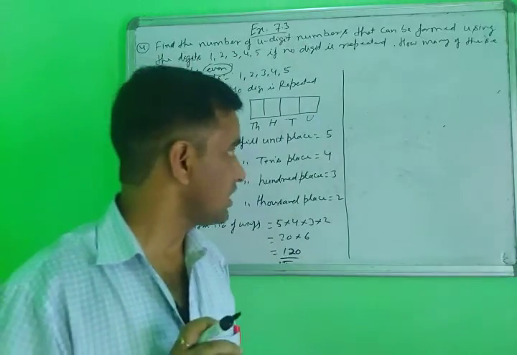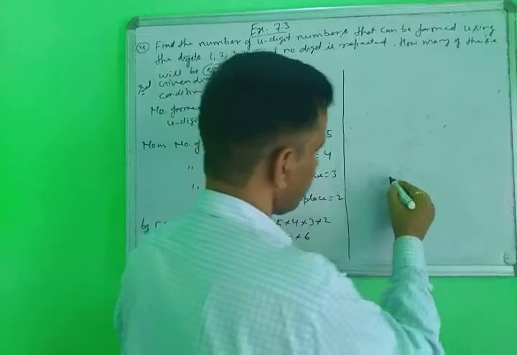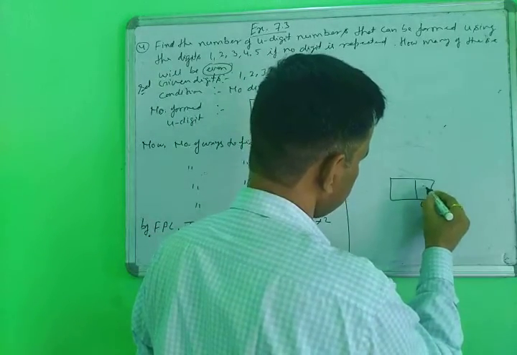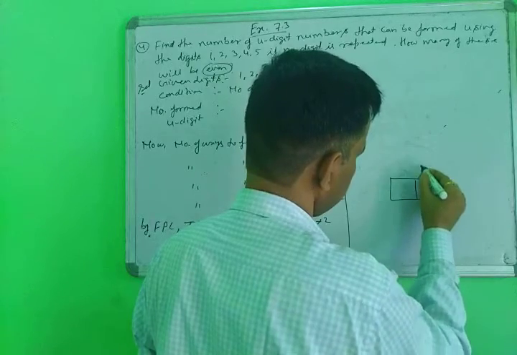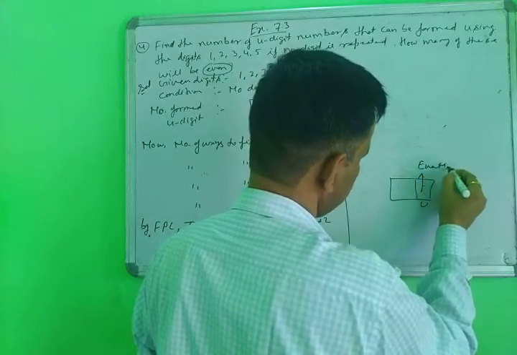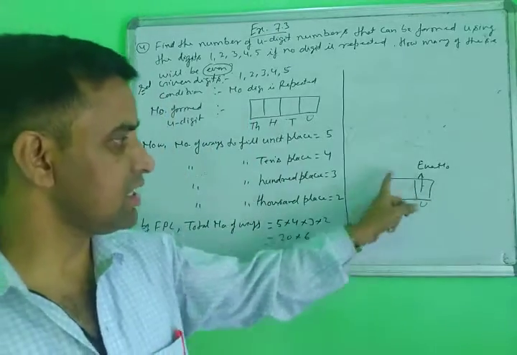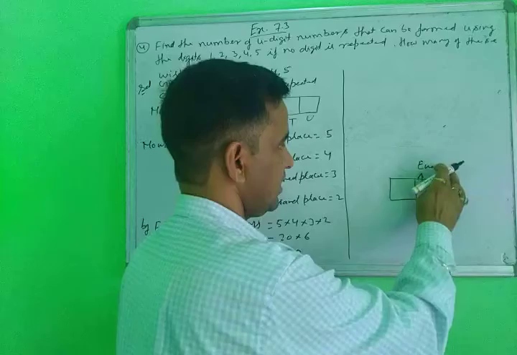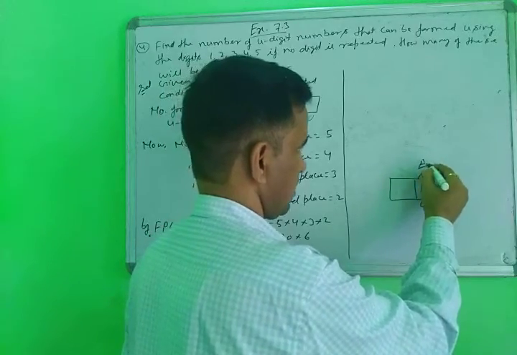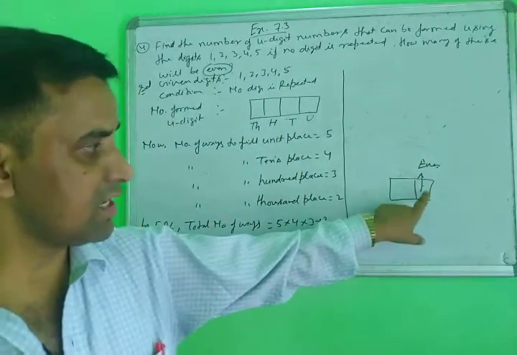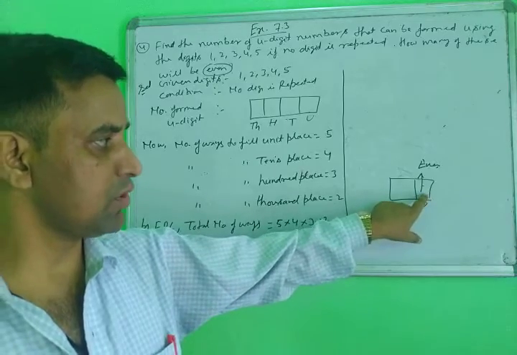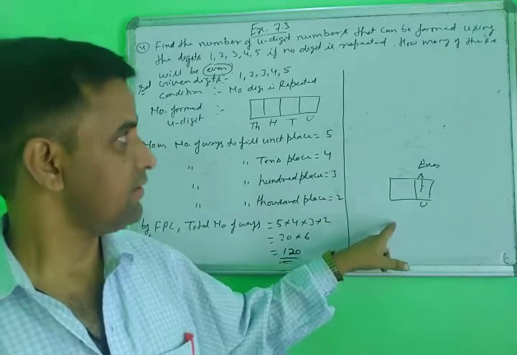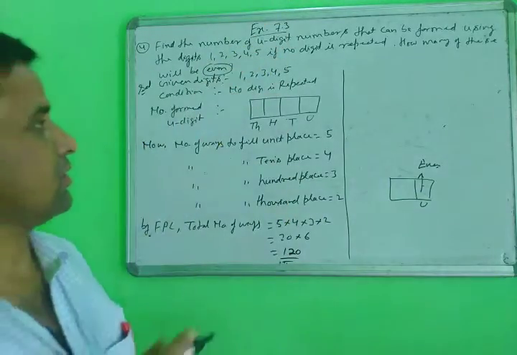First of all, an even number is formed when the unit place digit is even. Suppose this is the unit place; if you write an even digit here, then this number will be an even number. So you will check here.